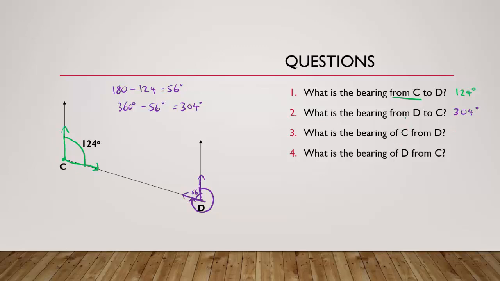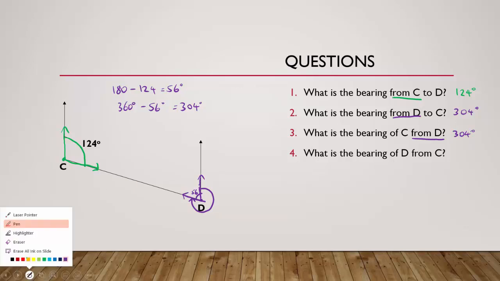Right, next question. So that was from D to C. The next question is, what is the bearing of C from D? Now hopefully you realize that that is the same as that question. So the answer will be 304. And then the final question says, what is the bearing of D from C? So from C means this one here. So the answer is exactly the same, 124 degrees. So well done if you got that.